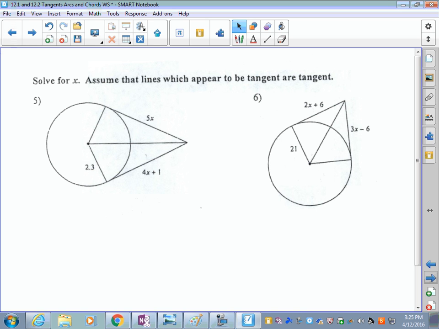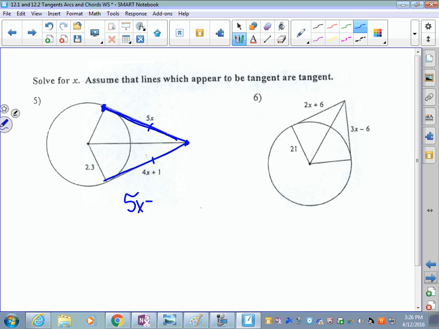Okay. Here it says solve for x, assume that lines that appear to be tangents are tangents. So, again, we're using cone head because 5x, is that a tangent? Yes. And then 4x plus 1, is that a tangent? And what do I know here? They're congruent. This 5x is equal to 4x plus 1. That's what we're going to write.